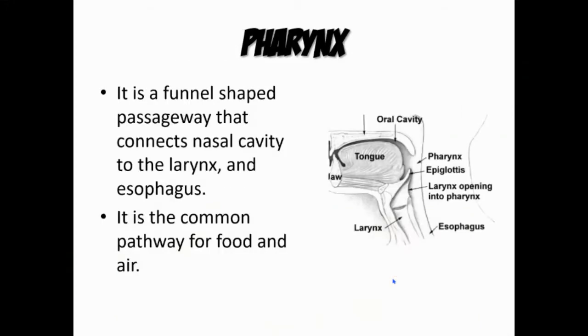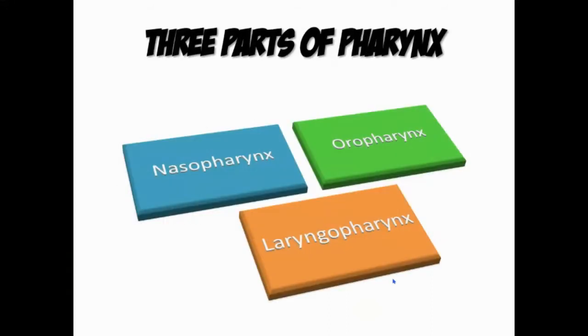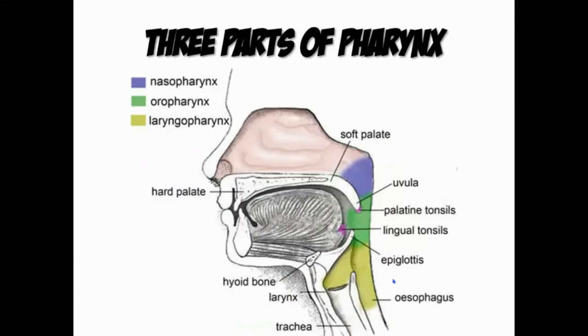And then, the pharynx is the funnel-shaped passageway that connects the nasal cavity to the larynx and esophagus. It is the common pathway for food and air. Meron tayong 3 parts of pharynx. At alam ko, natalakay na natin ito sa digestive system, pero dadaanan natin siya ulit. Kung naaalala ko pa: nasopharynx, oropharynx, and then laryngopharynx.